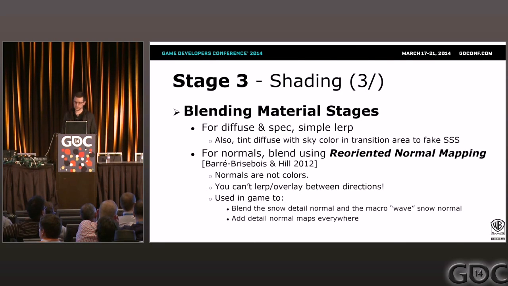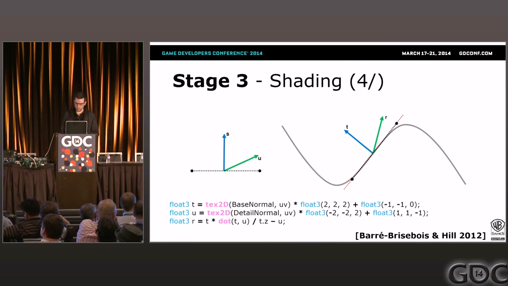You simply can't lerp normals like that or apply some non-vector-math-sensitive operations, such as overlay, that people have been using. So basically, reoriented normal mapping uses an optimized quaternion-based approach to achieve this operation. You think quaternions, you think expensive, but after optimization, it's actually quite cheap. And we've used this all over the game for detail normals, which makes a big visual difference. So here's the code you need to do this operation.